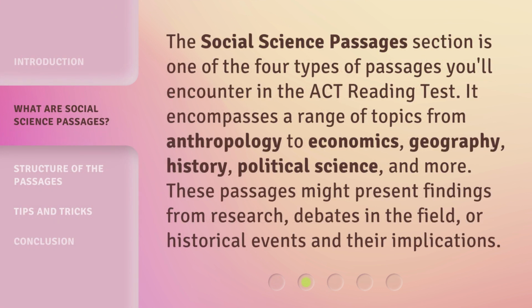The Social Science Passages section is one of the 4 types of passages you'll encounter in the ACT reading test. It encompasses a range of topics from anthropology to economics, geography, history, political science, and more. These passages might present findings from research, debates in the field, or historical events and their implications.